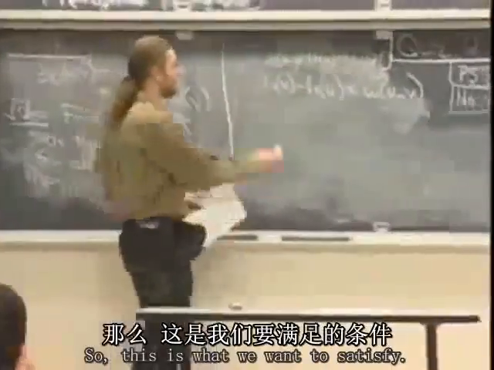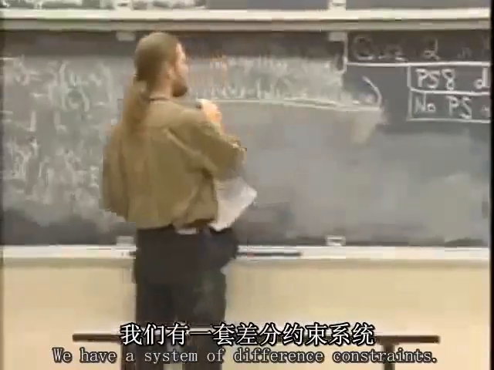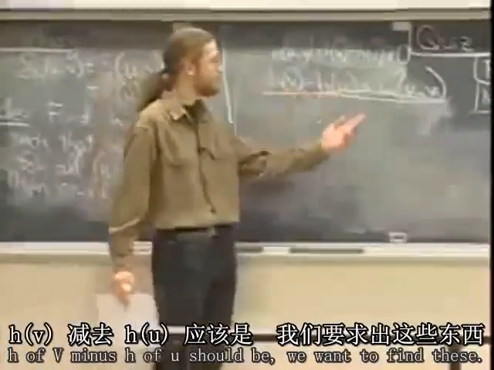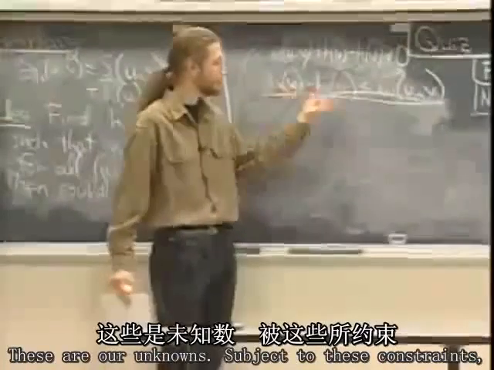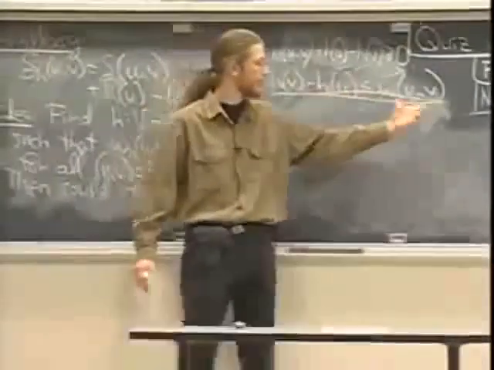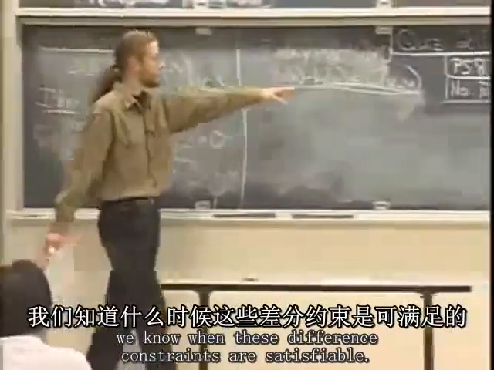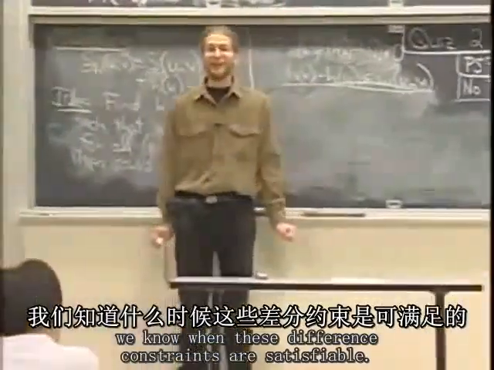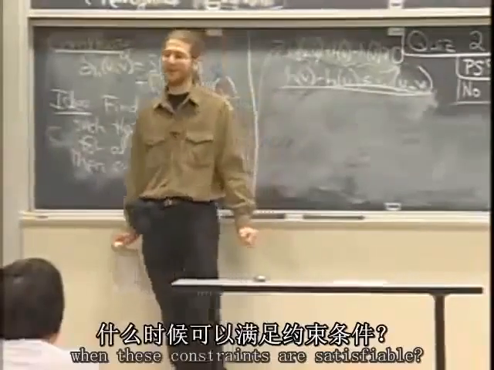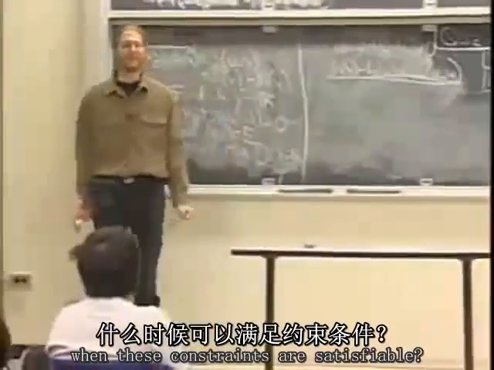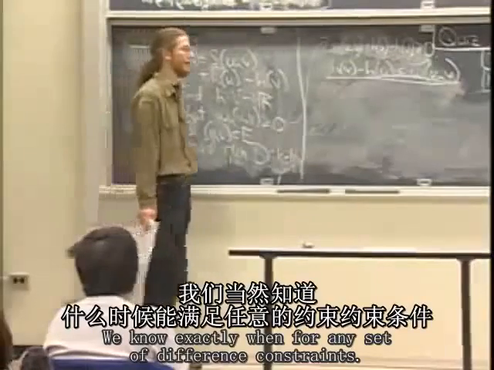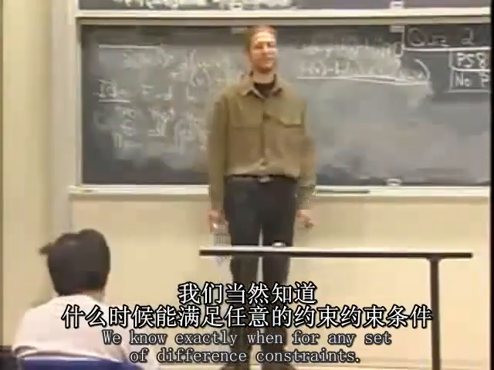So this is what we want to satisfy. We have a system of difference constraints. h of v minus h of u should be at most w of uv. We want to find these h's. These are our unknowns subject to these constraints. We're given the w's. Now, we know when these difference constraints are satisfiable. Can someone tell me when these constraints are satisfiable? We know exactly when, for any set of difference constraints.